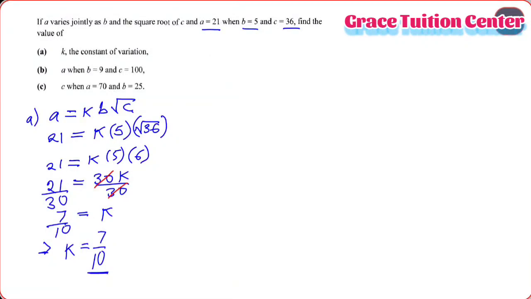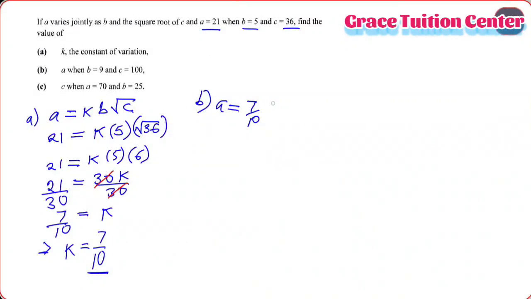Okay, yeah, so we proceed to the next question. The next question is saying find the value of a when b is 9 and c is 100. So that's question B. So what we're going to do is we'll substitute in our formula. There we have a is equal to, now we know the value of k, so we are not putting k but we are putting 7 over 10.